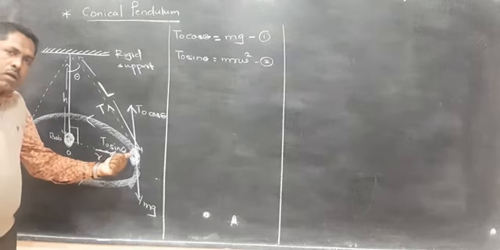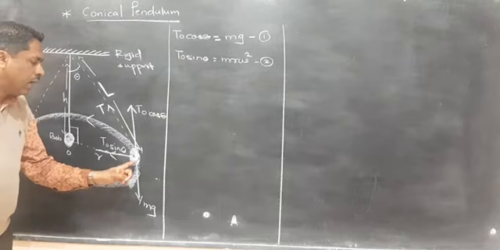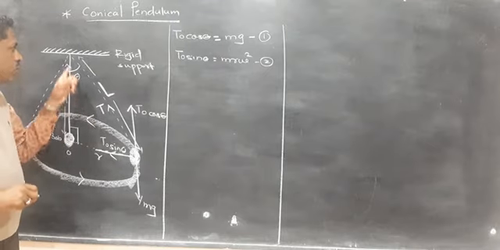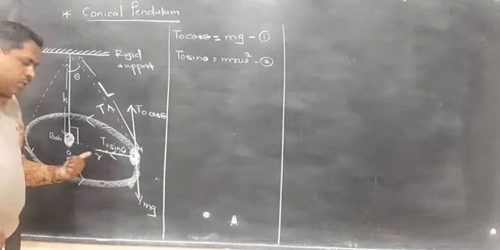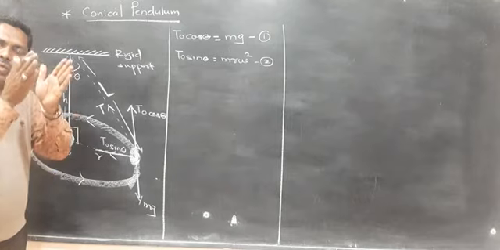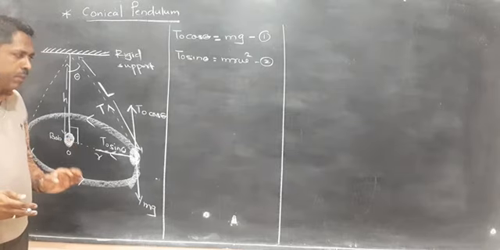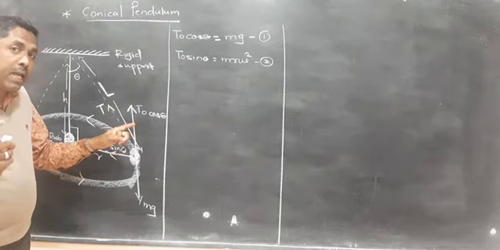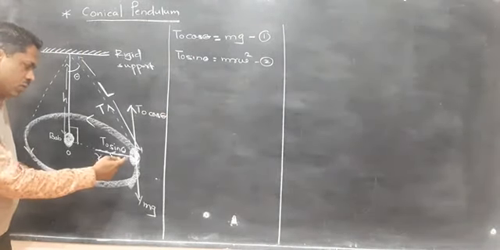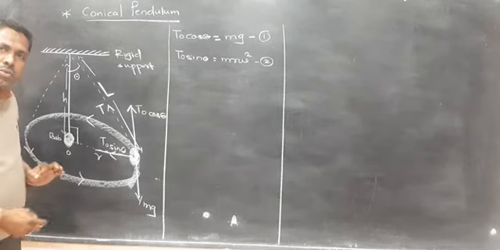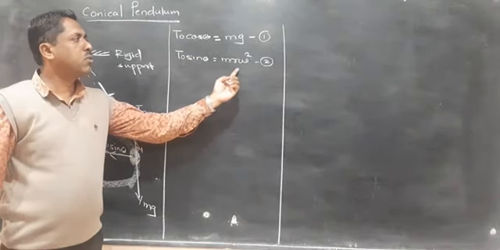Whenever the pendulum is revolving, its weight mg acts vertically downward and it applies certain tension to the string. The tension is divided into two components, T0 cos theta and T0 sin theta. T0 cos theta acts like a vertical component, T0 sin theta acts like a horizontal component. The vertical component T0 cos theta balances the weight, so T0 cos theta is equal to mg. T0 sin theta is directed towards the center. Centripetal force is required to perform circular motion. That's why T0 sin theta is equal to mr omega square.